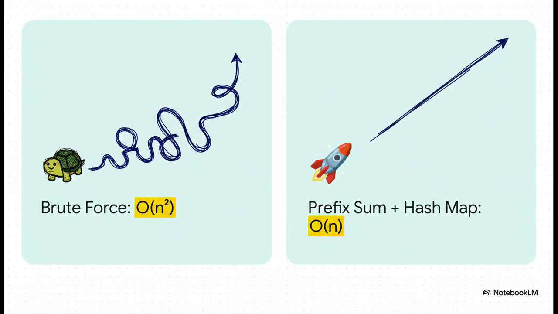This is why we do all this. We're going from a slow O of n squared solution to a lightning-fast O of n solution. We just have to walk through the array one single time. We're not just making it a little faster, we're going from crawling to light speed. And that's the kind of leap that makes all the difference.